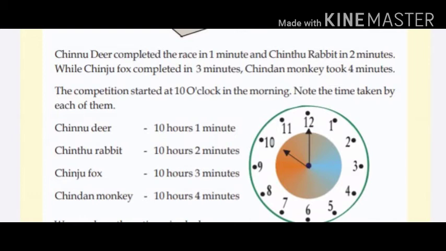Chinnu deer completed the race in 1 minute and Chindu rabbit in 2 minutes, while Chinju fox completed in 3 minutes and Chindan monkey took 4 minutes.